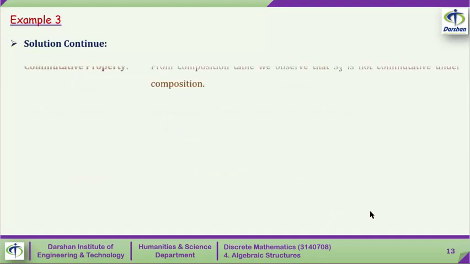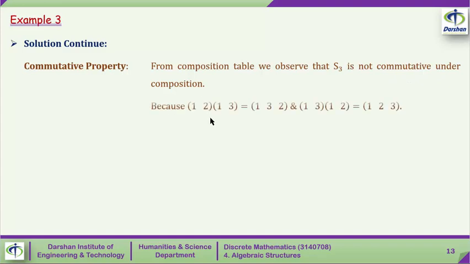Now the commutative property. From the composition table we observe that S3 is not commutative under composition because (1 2) of (1 3) is (1 3 2) and (1 3) of (1 2) is (1 2 3). So these two elements are different. So S3 is not commutative under composition. So S3 is a group but not commutative. So S3 with composition is a non-abelian group.